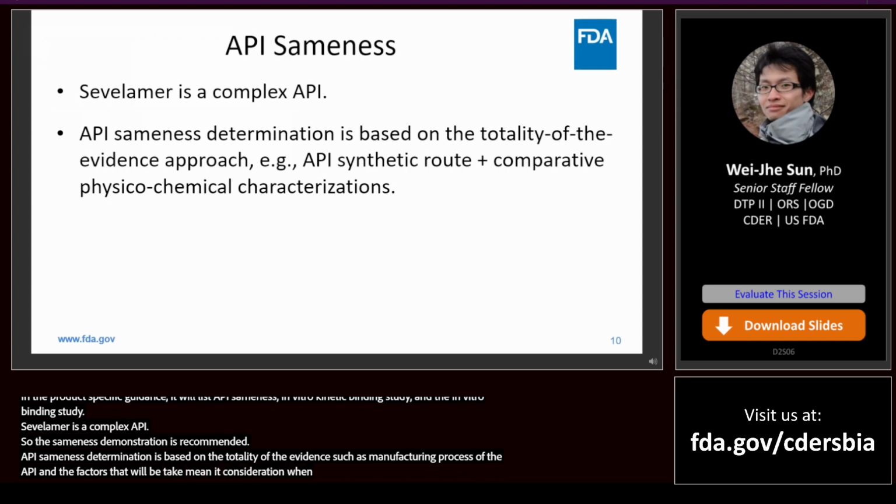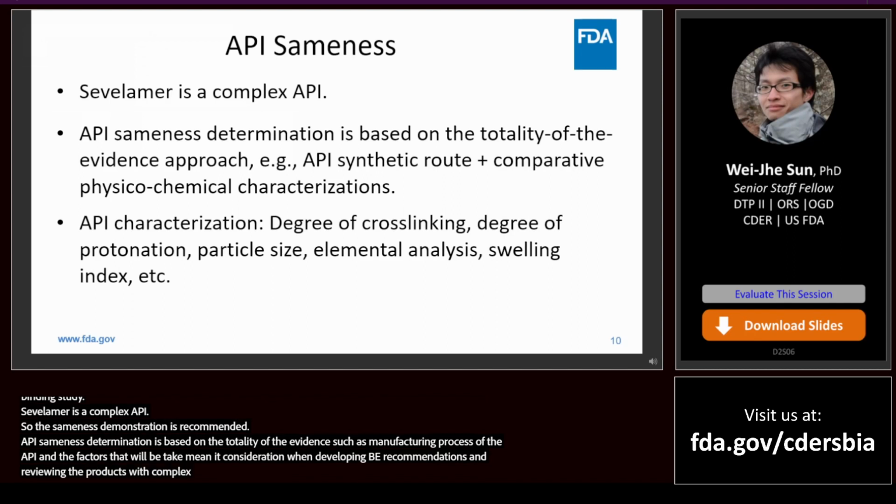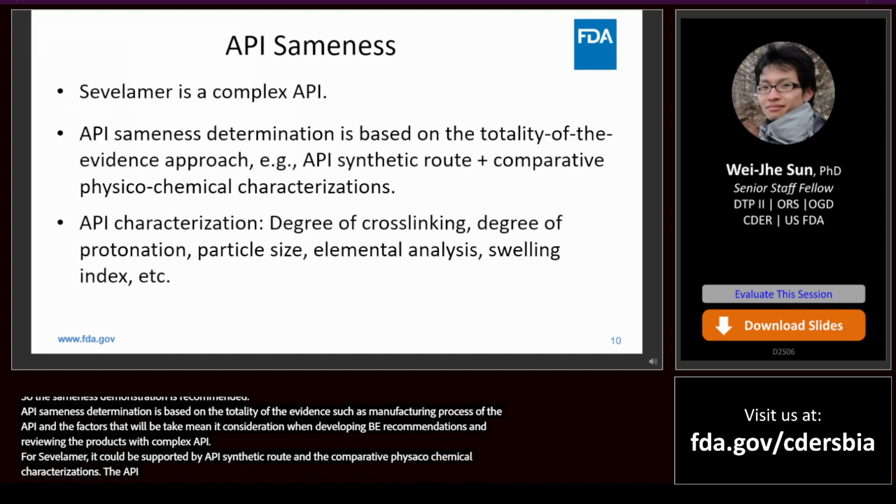products with complex API. For sevelamer, the API sameness could be supported by API synthetic route and the comparative characterization results of the test and the reference APIs, including but not limited to degree of cross-linking, degree of protonation, particle size, elemental analysis, swelling index, etc.